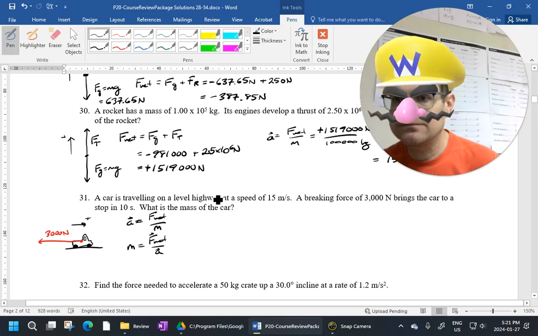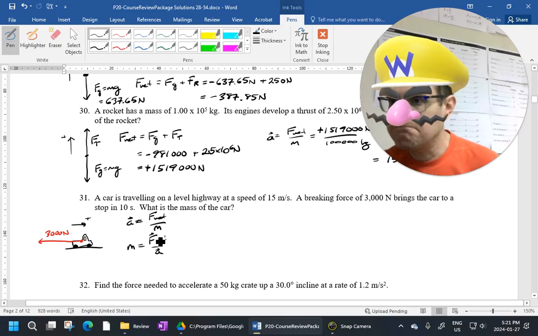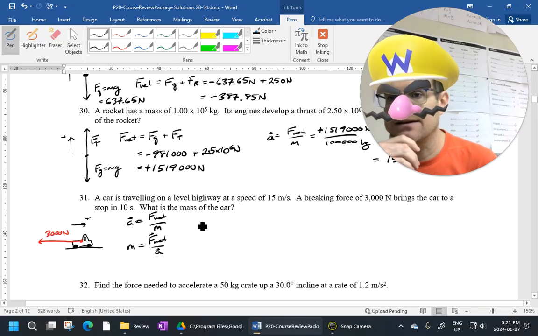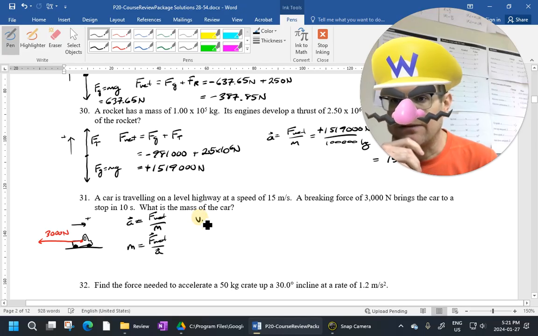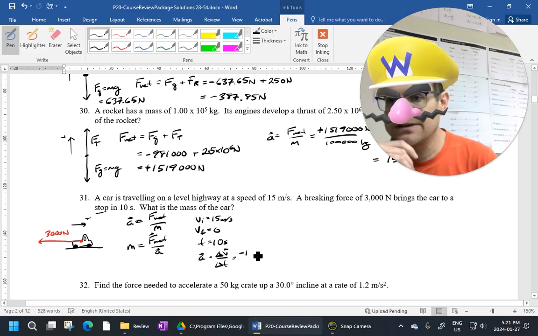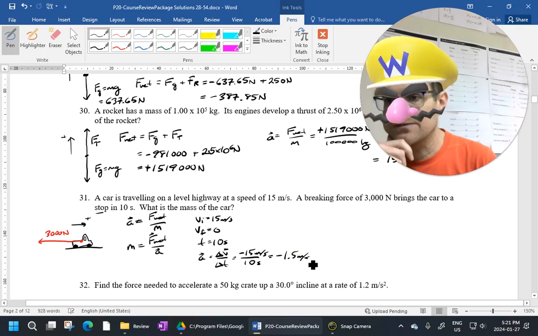Yeah. So we need to find the A. So I know the F net, 3,000. All right, let's find their A. So just like the last one, we're traveling along on our car, our speed of 15 meters per second. We come to a stop. I think it says there, braking force brings it to a stop in 10 seconds. That's not too bad. So my A, which is delta V over T, final minus initial, so negative 15 meters per second, 0 minus 15 gives me negative 15, divided by 10. So we get negative 1.5 meters per second squared.